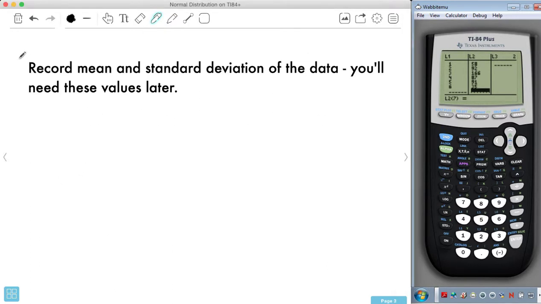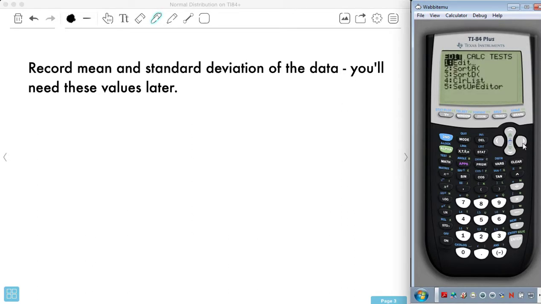My next step is I want to determine the mean and the standard deviation of this data. We'll need those values later when we're setting our window. So I go to the calculator and I press the Stat button. I go over to Calc, and I want to go to one variable stats, the very first option. Our data is in L1. We do have a frequency list. It's in L2. So under frequency list, I need to enter L2. That's in blue above the 2 button on the calculator. So I press second, and then the 2 button to get L2. And I go down to calculate.